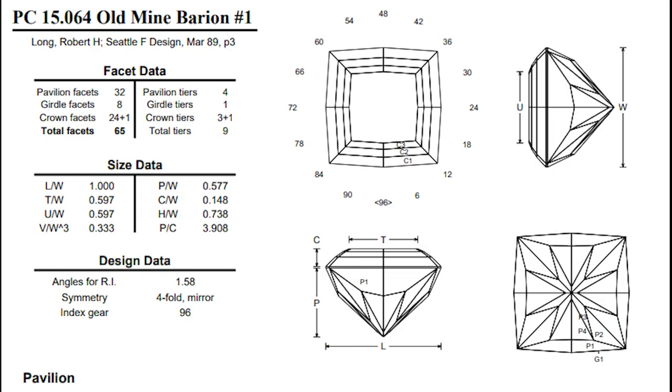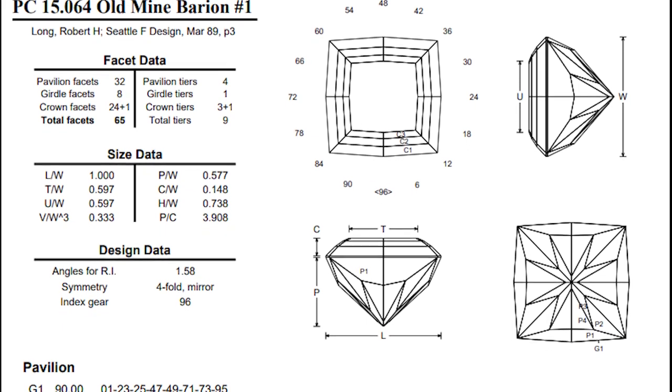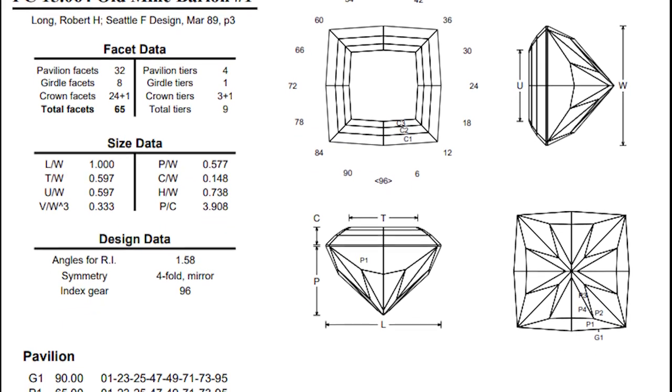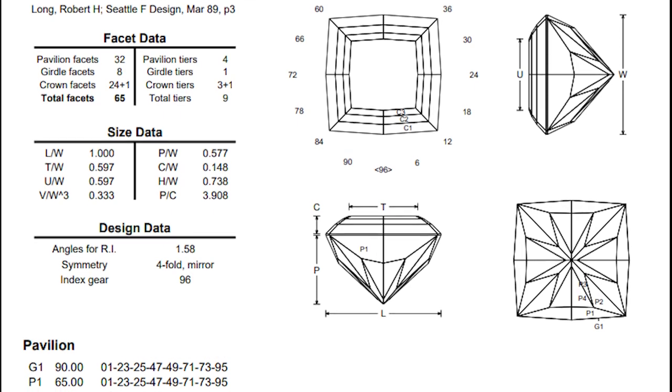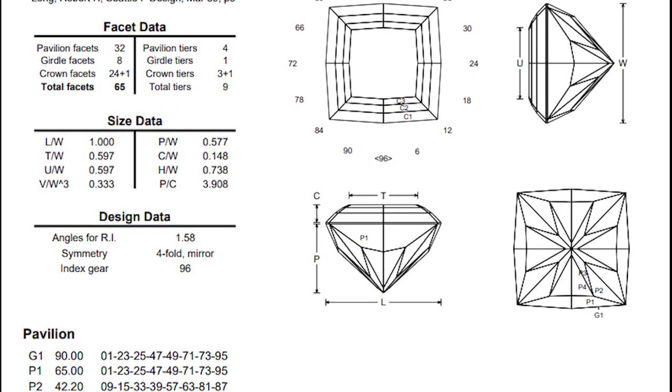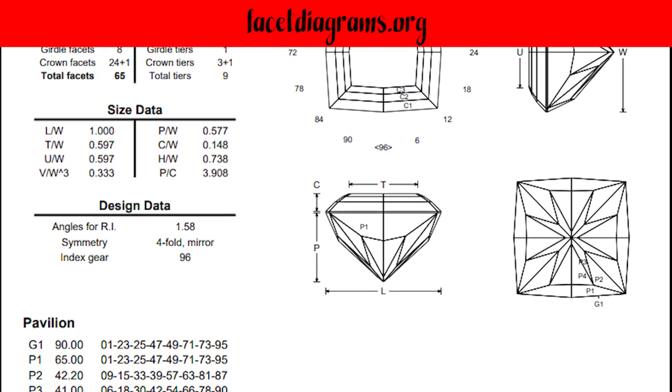For this piece of aquamarine, I found an interesting design I would like to try, called Old Mine Burying No. 1 by Robert Long. Here is the information on this design and a rendering of how this design should look if I cut it correctly. This design can be found on the web at facetdiagrams.org.